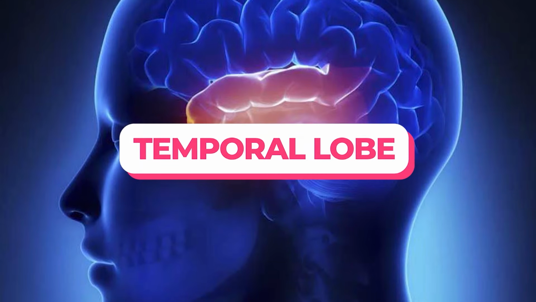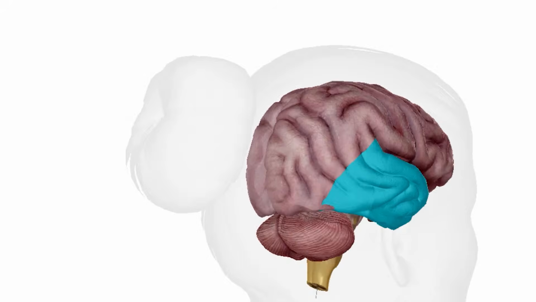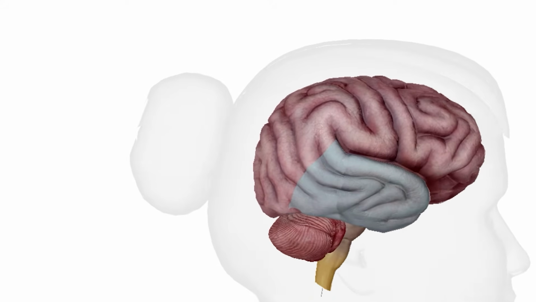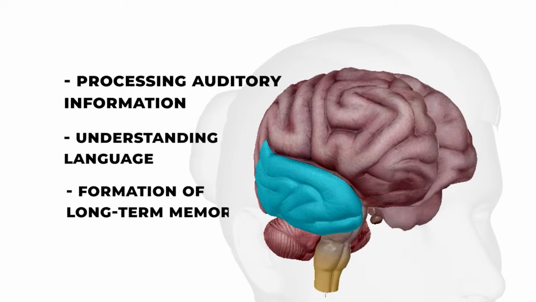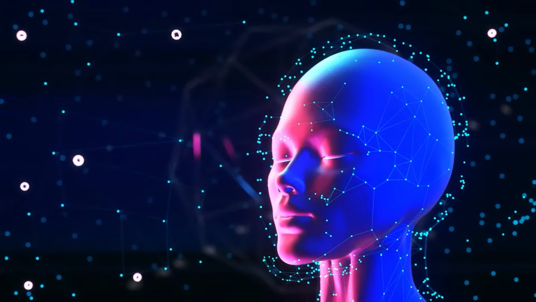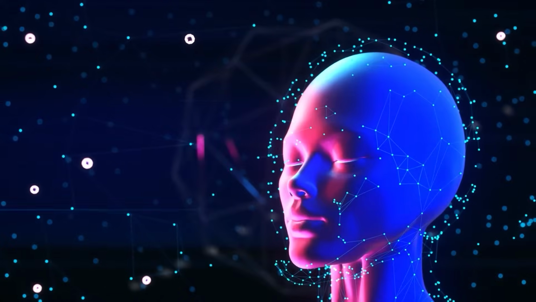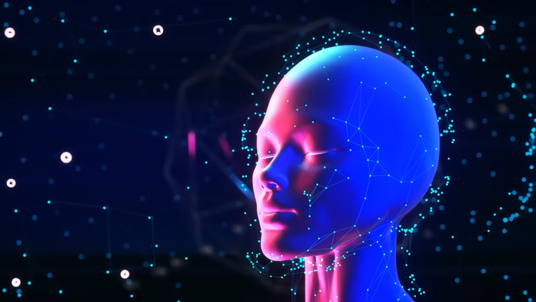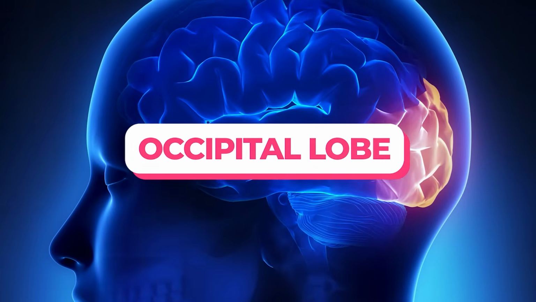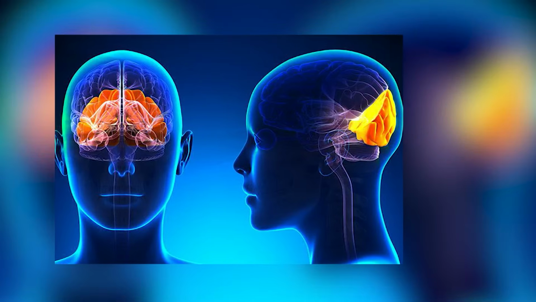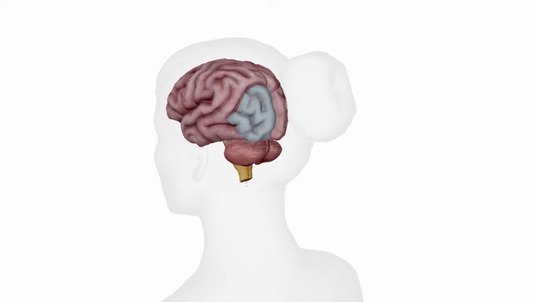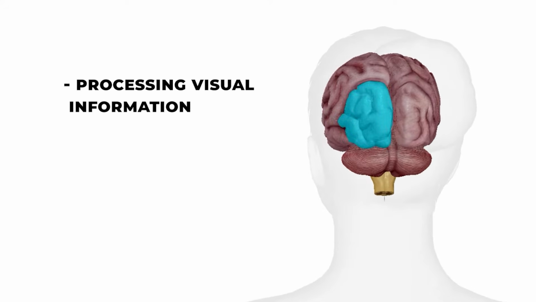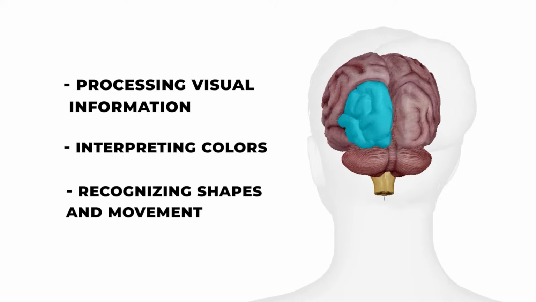Temporal lobe. Found on the sides of the brain, near the ears, it's associated with processing auditory information, understanding language, and the formation of long-term memories. It also has roles in recognizing faces and processing emotional responses. Occipital lobe. Located at the back of the brain, it's primarily responsible for vision. This includes processing visual information from the eyes, interpreting colors, and recognizing shapes and movement.